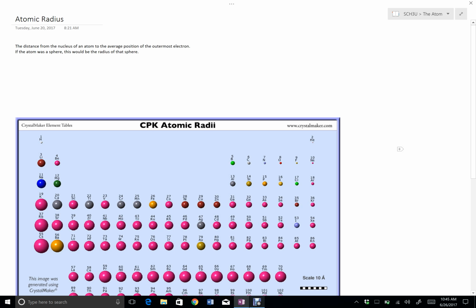If we found that average position, it's from the center, from the nucleus, to the electron that's the furthest away, and that's what we call the atomic radius. If we imagine this electron flying around, and then we think of the atom as a sphere, then the atomic radius is the radius of that sphere.